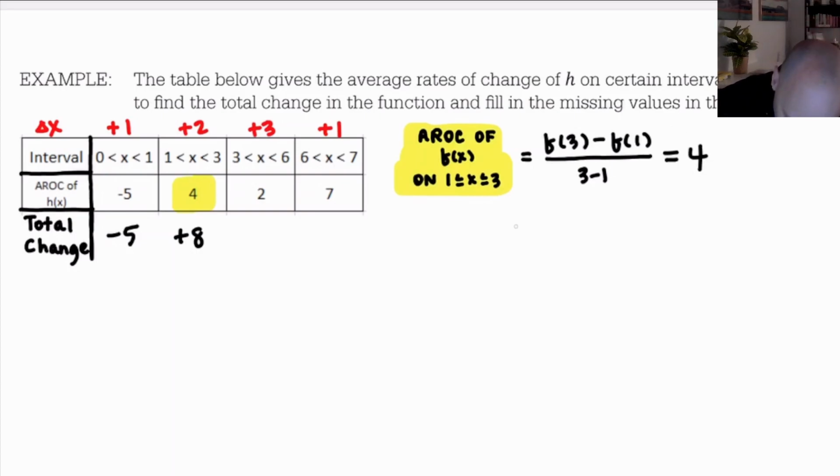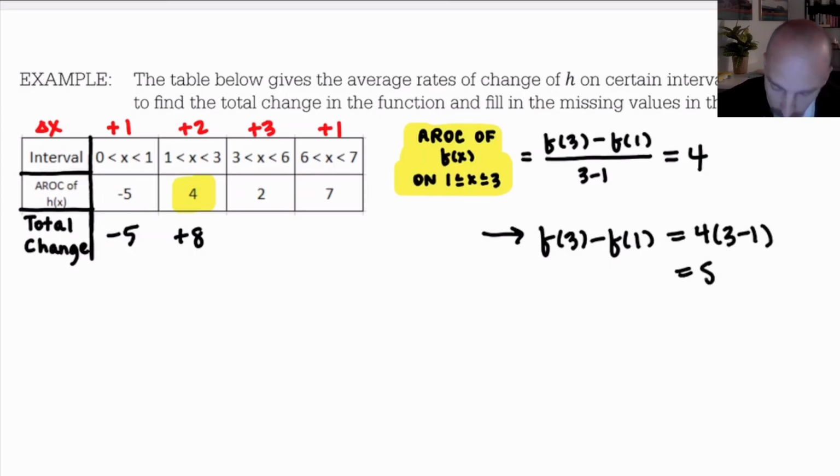And then as a result, I could multiply both sides of that equation by that 3 minus 1, and I could say that f of 3 minus f of 1 is going to equal 4 times 2, or more specifically, 4 times 3 minus 1, which is going to be that +8 that I wrote down there. Also, I could go all the way back to the beginning and say this is the net change, f of 3 minus f of 1, and I get the net change by taking the average rate of change and multiplying by the width of the interval on which we took the average. So I'm going to say +8 there.